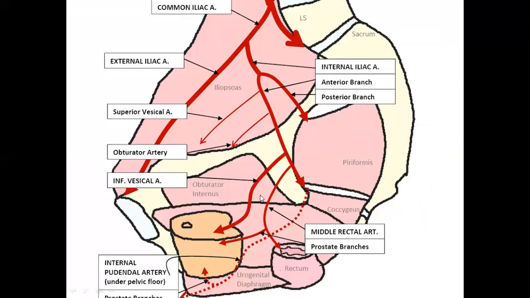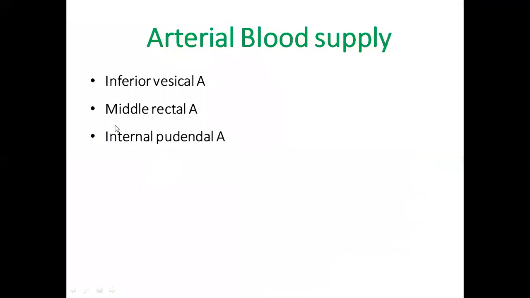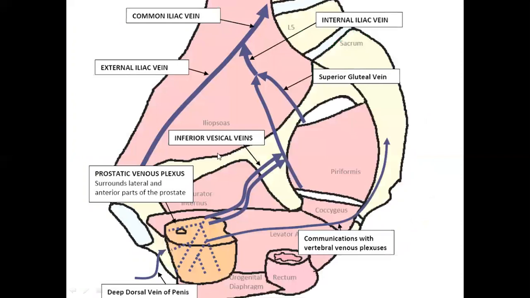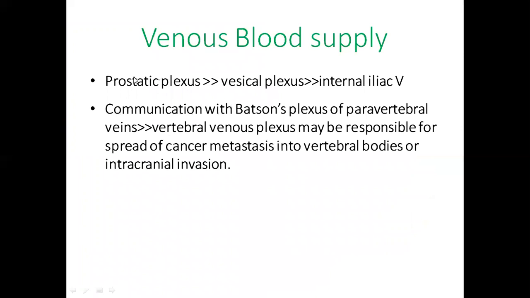Now coming to the blood supply, the nearby blood vessels are the inferior vesical artery, middle rectal artery and internal pudendal artery. Near the same, we have the corresponding veins. So the prostatic plexus drains into the vesical venous plexus. From here, the venous blood goes to the internal iliac vein.